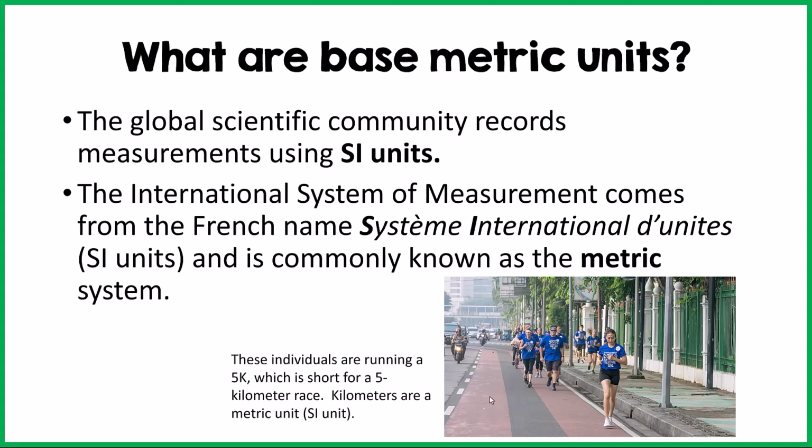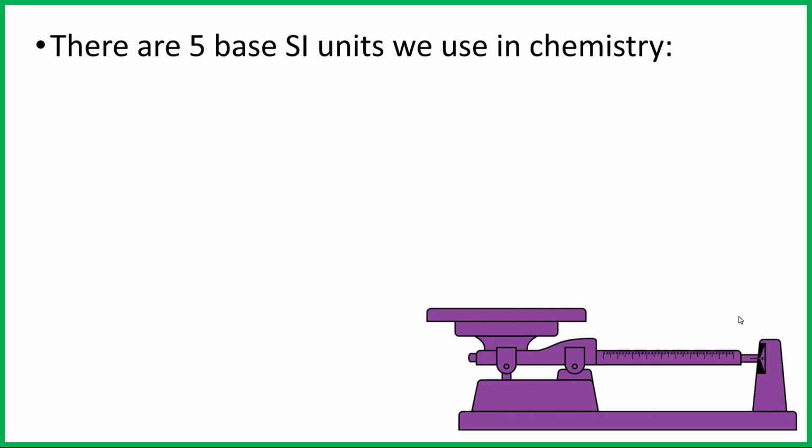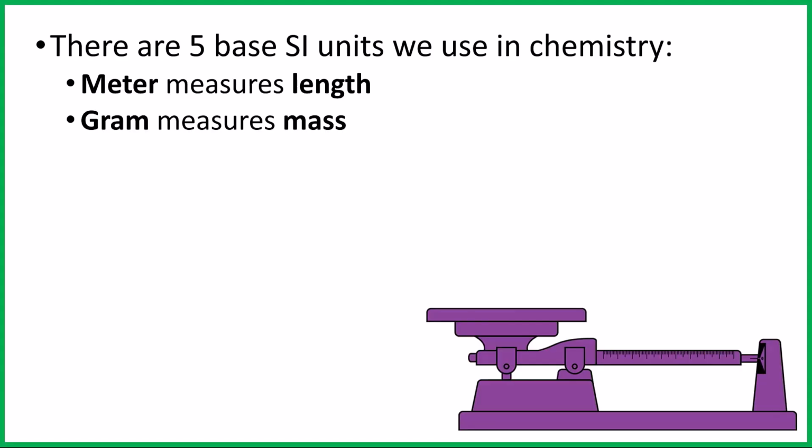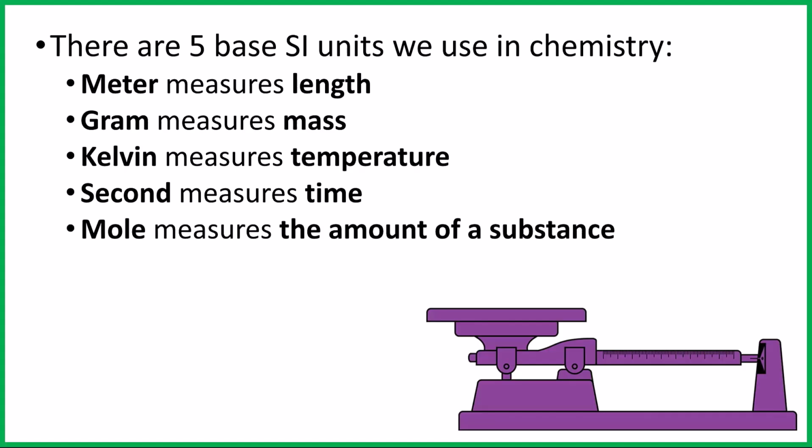These individuals in the picture are running a 5K, which is short for a 5-kilometer race, and kilometers are a unit in the metric system. There are 5 base SI units that we use regularly in chemistry. The meter measures length. The gram measures mass. Kelvin measures temperature. Seconds measure time. And the mole measures the amount of a substance.